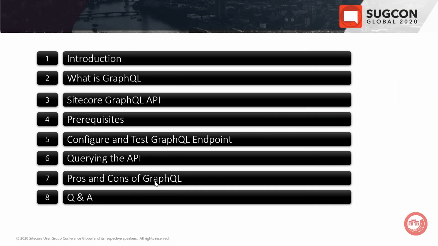So as part of the agenda, I have an introduction of myself and what is GraphQL, Sitecore GraphQL, and some Sitecore prerequisites. What are the things required to set this up and start using GraphQL queries, configure and test endpoints, and query the APIs using GraphQL queries, and pros and cons.